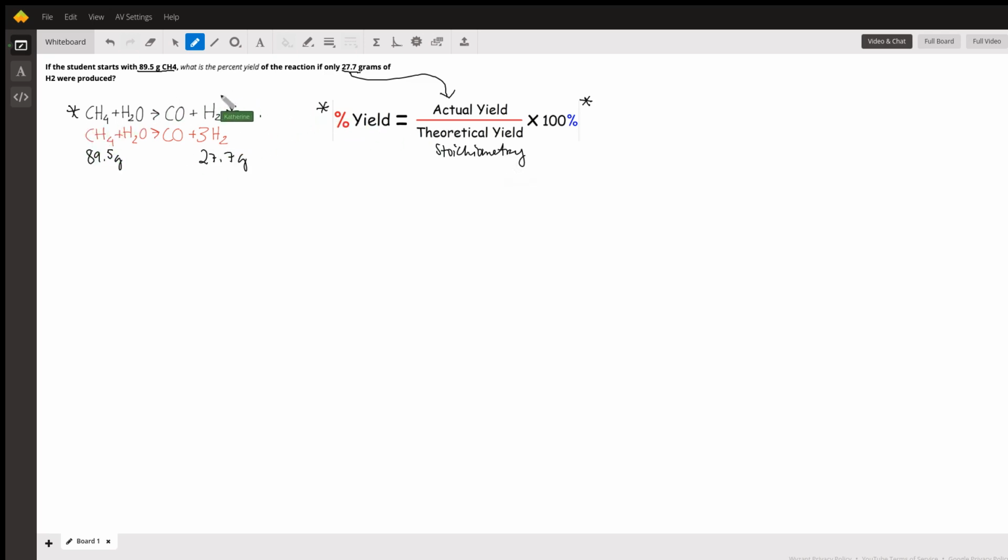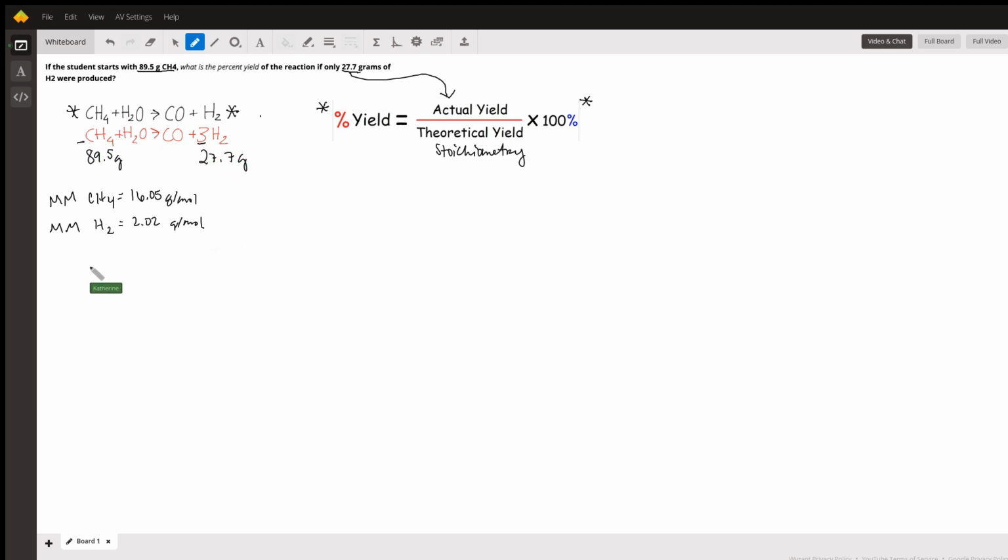So background info, we will need molar mass. We'll need the molar mass of CH4, right? So 1 carbon and 4 hydrogens, so that's going to be 16.05 grams per mole. We'll also need the molar mass of hydrogen gas, which is 2.02 grams per mole. And then we'll need the mole ratio from the balanced equation, right? No coefficient here. So 1 mole of methane produces 3 moles of hydrogen gas.